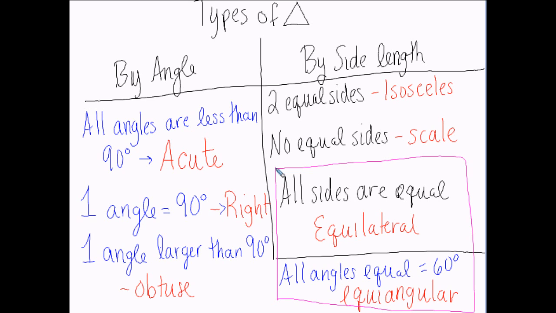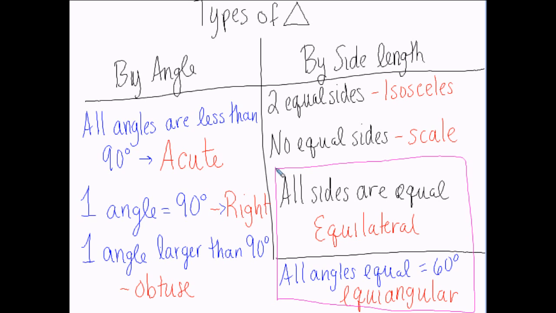If you are equilateral, you are equiangular, and if you are equiangular, you are equilateral. These two are the same. So the two that start with equi, if you're one, you're both. So I can't be an equiangular scalene. That's impossible.